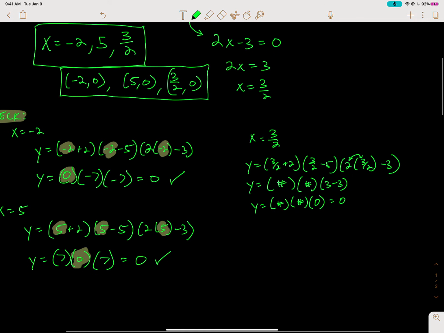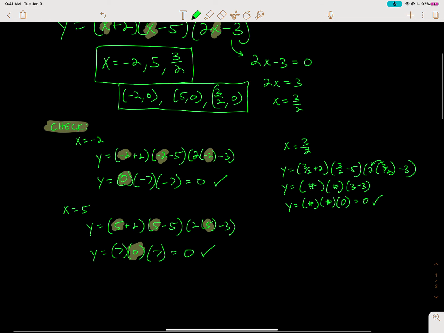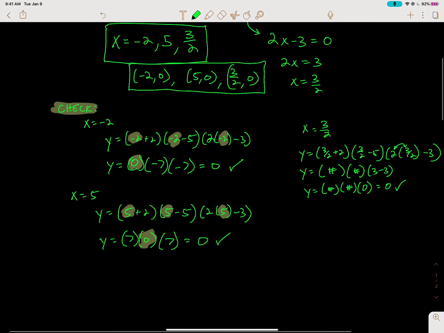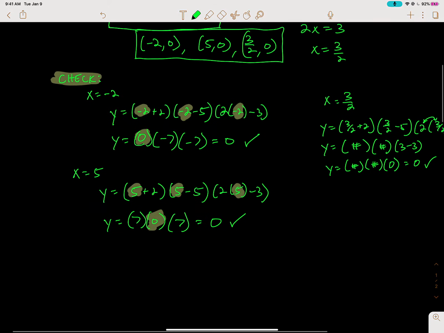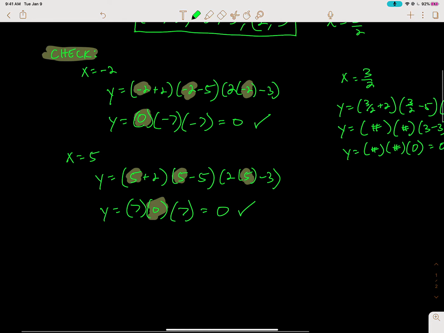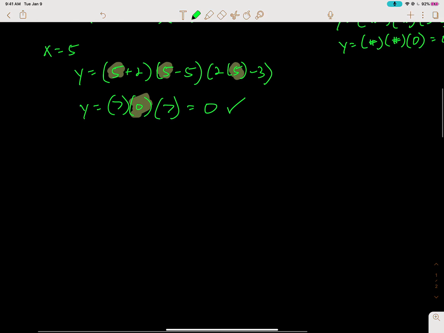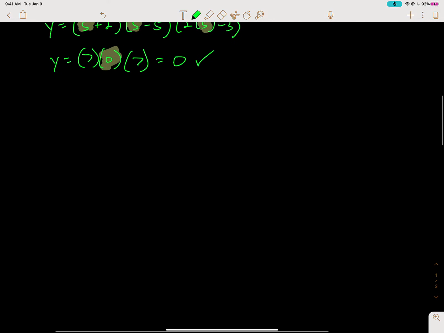So we just checked that all three of these are indeed zeros. That's going to be very important today. All right? So let's move on and work on finding zeros in standard form. This is the goal for today. That was a little review. Now we're going to look at finding zeros in standard form.